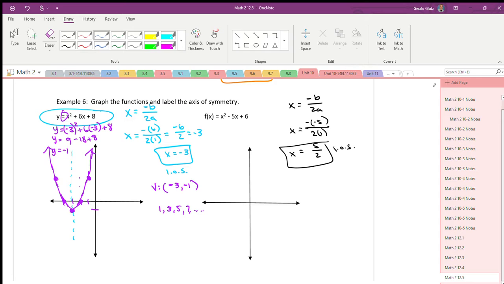Now I'm going to graph this, but before I do that, I have to find the vertex. I know the x value is 5/2. You know, on second thought, I'm just going to skip this one because I don't want to deal with fractions, and we've gone over time, so don't worry about this one.